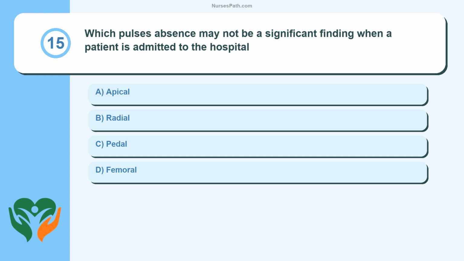Question 15. Which pulse's absence may not be a significant finding when a patient is admitted to the hospital? Apical, radial, pedal, femoral.